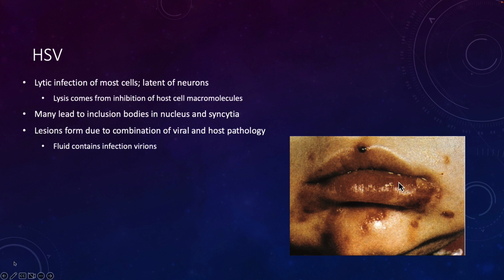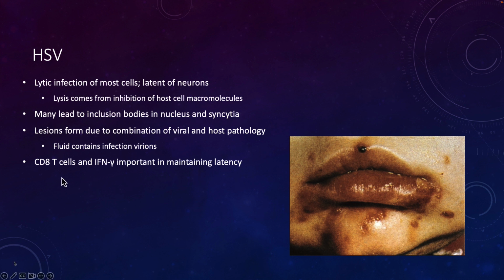When you have these lesions, the lesions are caused by a combination of viral pathology, so the virus can be causing the cell to lyse, or host pathology. The immune response causes the host cells to lyse. And these tend to be fluid-filled blisters. These are cold sores. Cold sores are caused by herpes simplex virus. The fluid will contain virions, infectious particles. But remember, because they are enveloped, if they start to dry out, they can lose their infectivity. So if they're very, very wet still, that can lead to transmission.